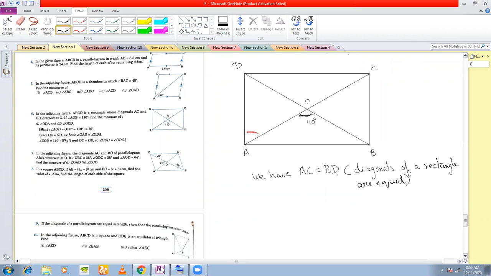Also, you see that the diagonals of the rectangle also bisect each other. That means this length AC must be twice of this length. Let's write OA plus OC. AC is the sum of these two, OA plus OC is equal to, and BD is the sum of OB plus OD, right?